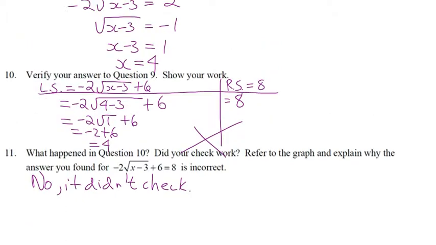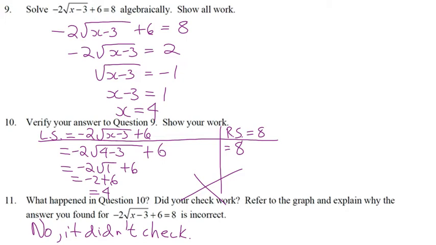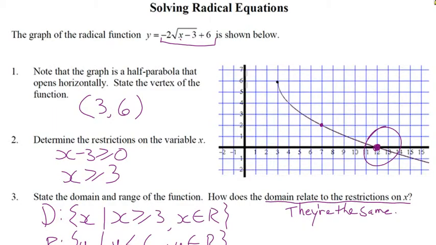Refer to the graph. So we said that x was equal to 4. Let's go back to the graph and look at where x equals 4. So when x equals 4, y is equal to 4. That's actually what the check showed, right? We put in a 4, we got a 4 out, not an 8. So where's the 8, right? The 8 is this sort of phantom branch that isn't here. Right? That's not part of it.